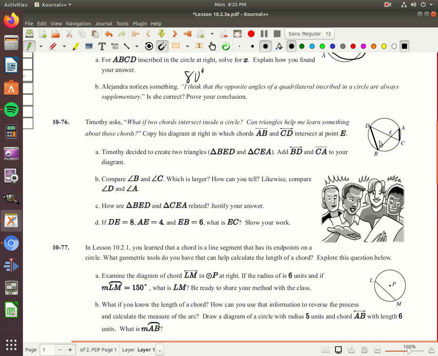Compare angle B and C. Well, look, B has the same intercepted arc as C, which means I don't know what they are, but I know these angles have to be the same. And the same is true for D and A. D intercepts this arc, and A intercepts the same arc. So these angles have to be the same as well.